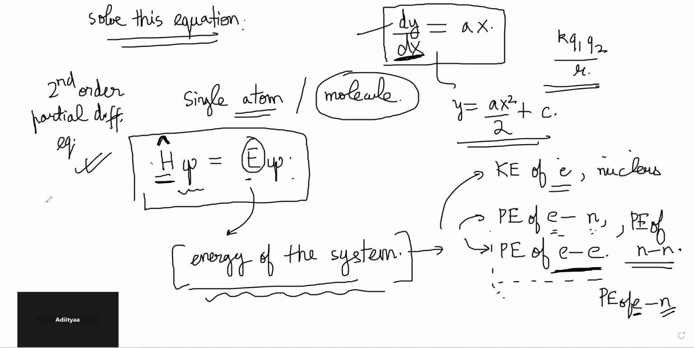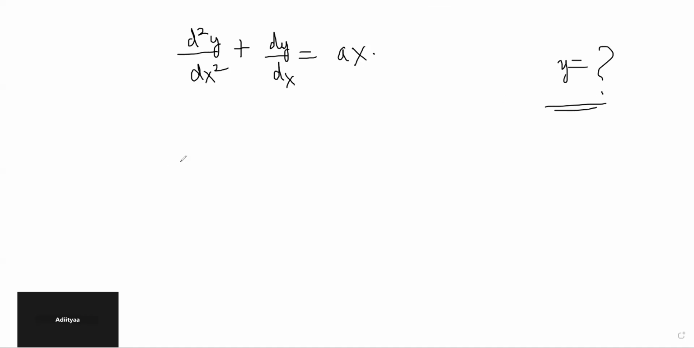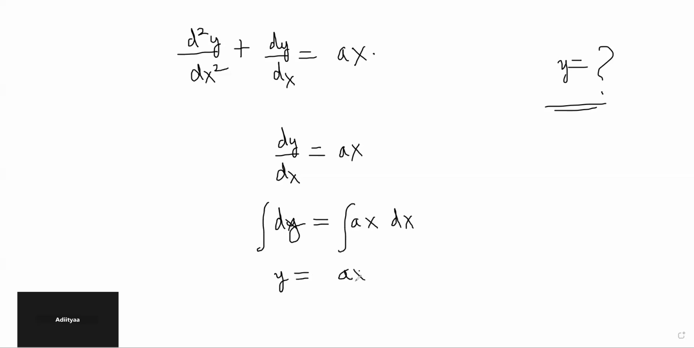It would have become much more complicated if I had an equation like this. Suppose I had an equation like this, then finding y is much harder. But you know how to solve this one, however. This is easy, because what we'll do is we'll say dy is equal to ax dx, and then integrate both sides. And we'll just get this plus c.